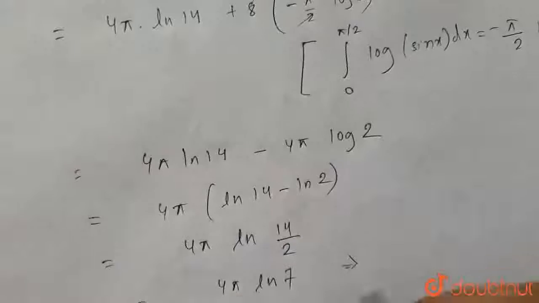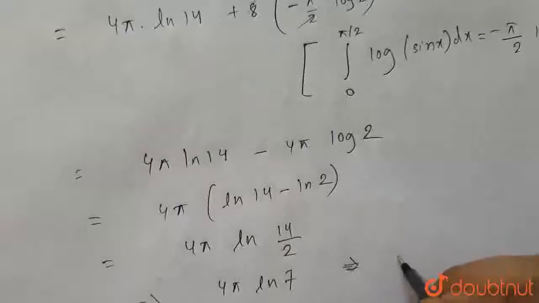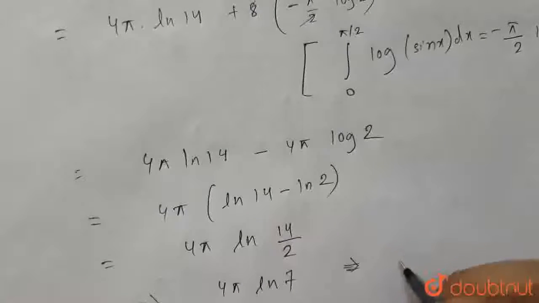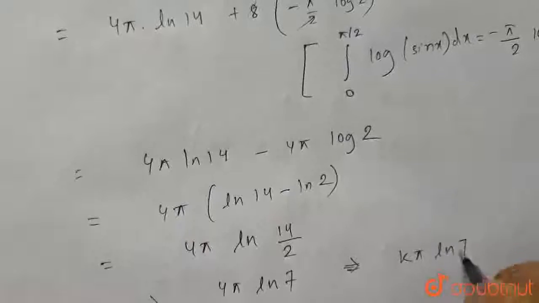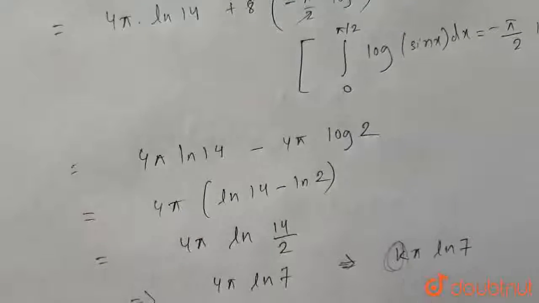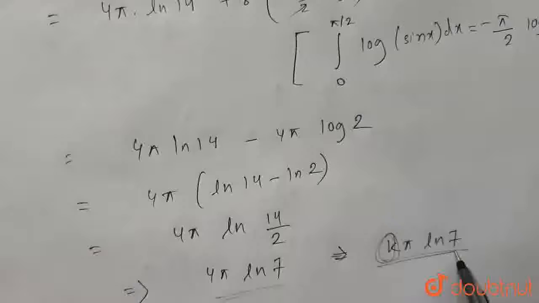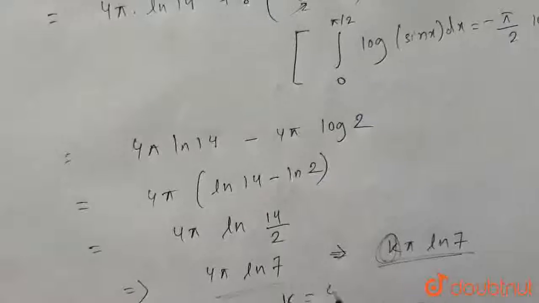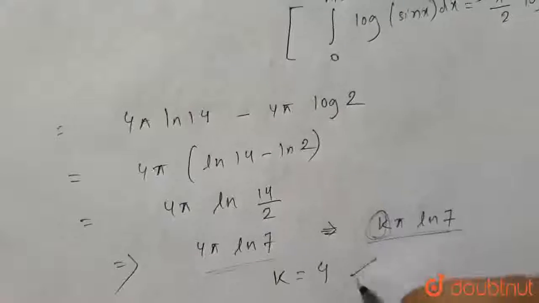Now in the question it was given that this value is equal to kπ log 7. We had to find the value of k. So after comparing the two sides, we can say that k is equal to 4. So this is our required solution.